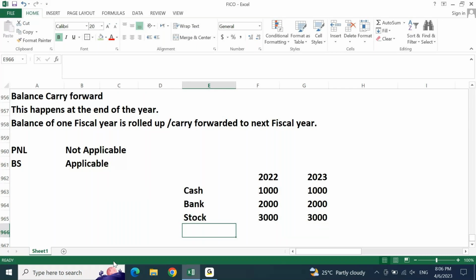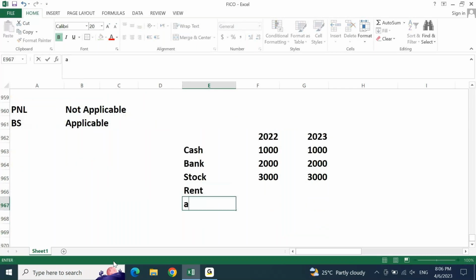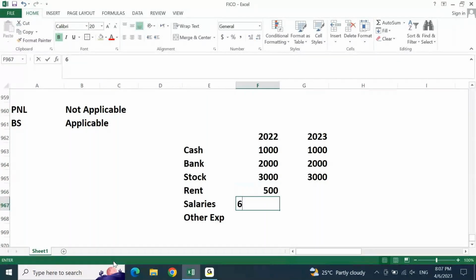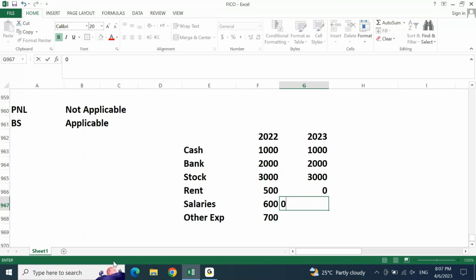Now let's put three more accounts. I'll put rent, salaries, and other expenses. I'll say rent is 500, salaries 600, other expense 700. Now when I close my year and move on to the next year, 2023, if I look at 2023 salaries, rent, and other expenses, should I get 500 again or should I get 0? Zero. You have to get 0, right?